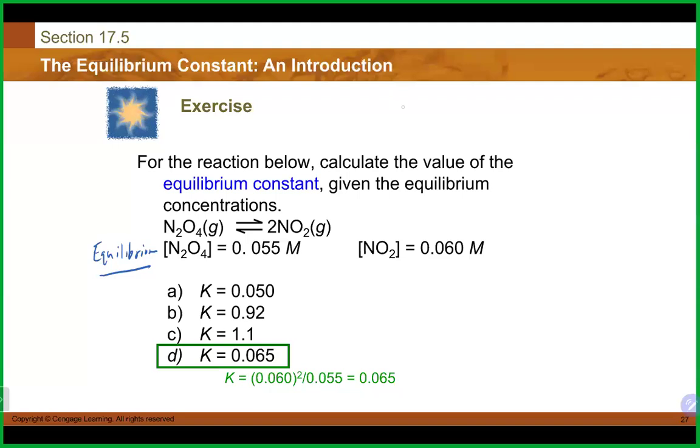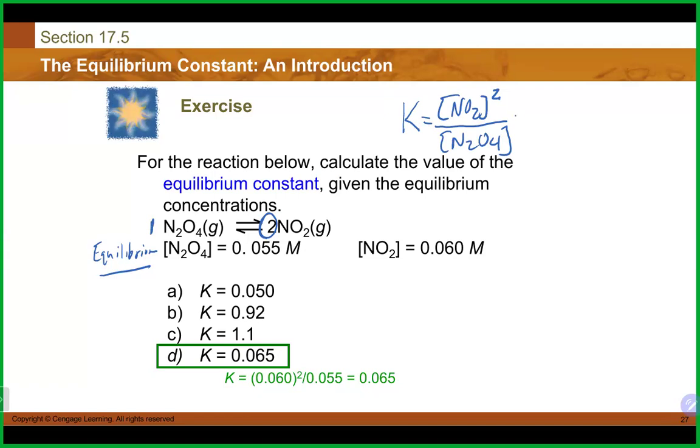And the first place we want to start with is our equilibrium expression. So we're going to go with our products, which is our NO2. We do need to square it because of the coefficient that is present. That's going to be divided by our N2O4. Again, the coefficient here is basically 1, which means we don't need to do anything to it.